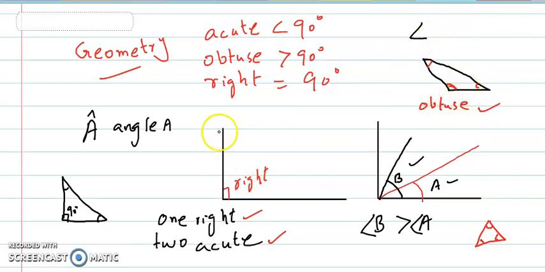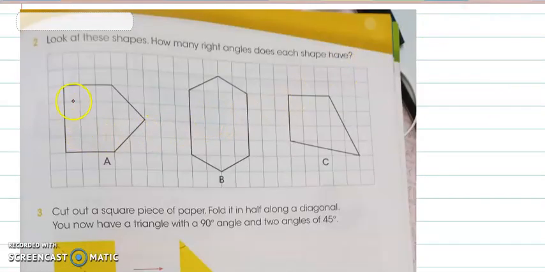Now, if the lines are perpendicular to each other, like one line is straight up, the other is straight down, then we say it is a right angle. Let's have a look at this question. Here we have the shapes A, B, and C. You have to tell how many right angles each shape has.